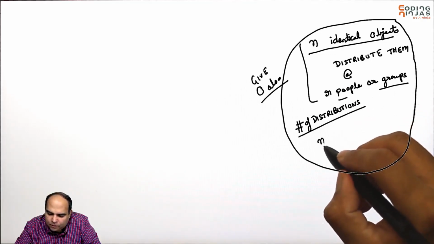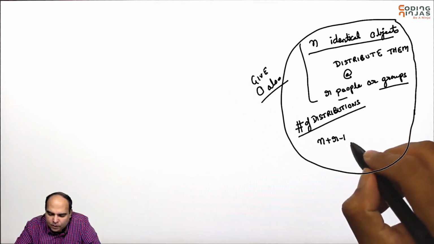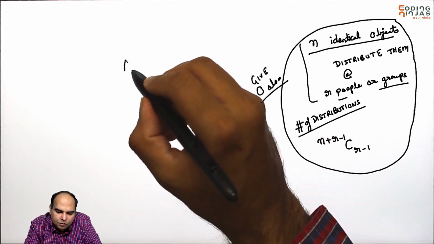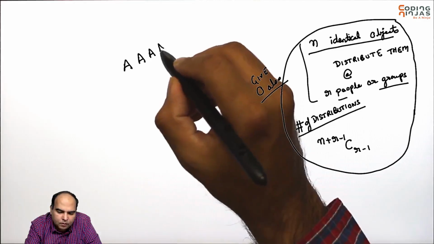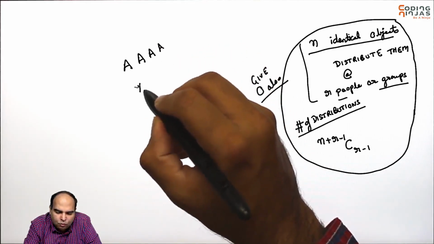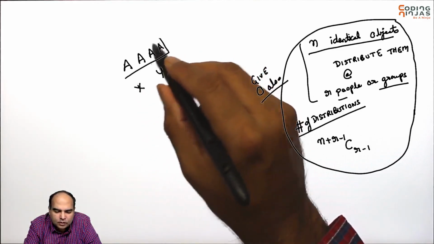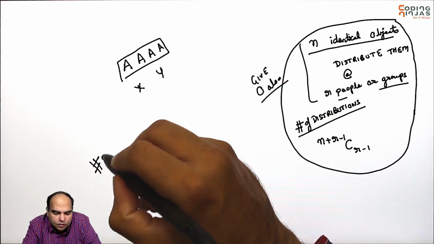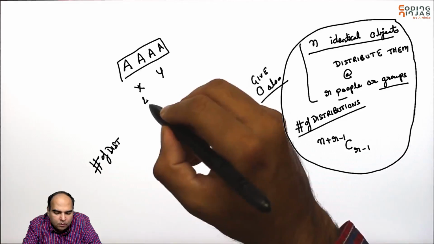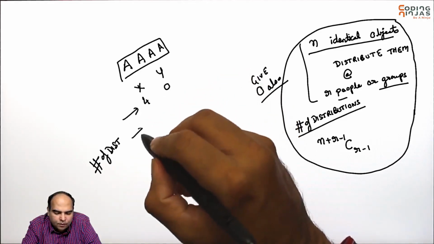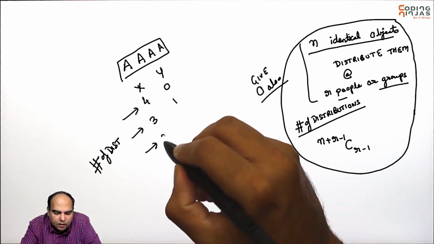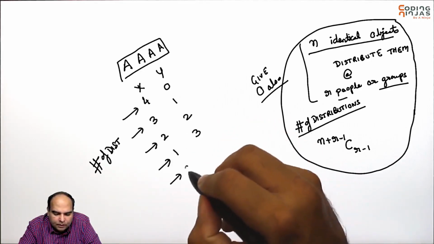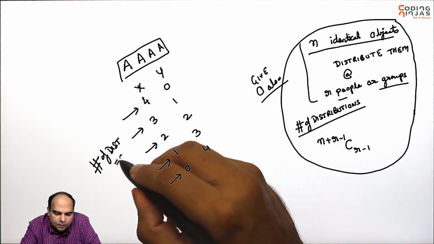In such a scenario, the number of distributions is given by the formula n plus r minus 1 C r minus 1. And this can be understood where, suppose you have 4 identical objects which you need to give between two friends x and y. Let's say 4 identical chocolates which you want to give between x and y. If you want to count the number of distributions, you can have one distribution as 4, 0, a second as 3, 1, a third as 2, 2, a fourth as 1, 3, and the fifth as 0, 4. So you can see that the number of distributions is 5.